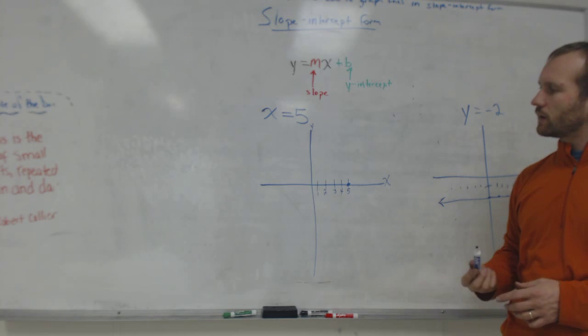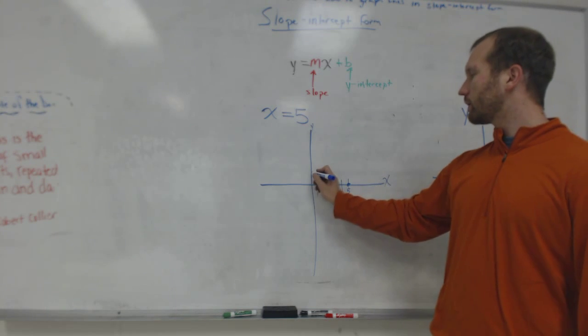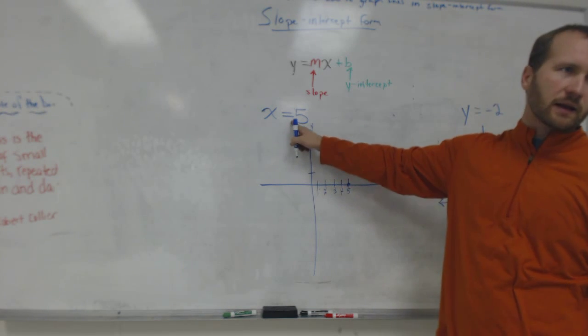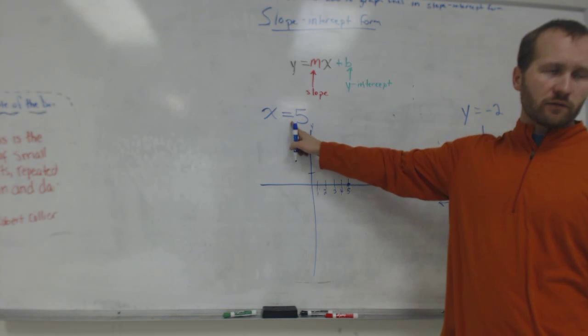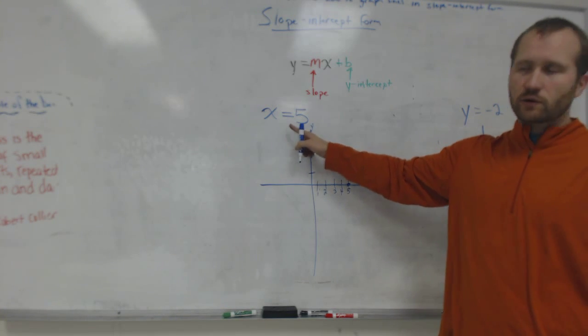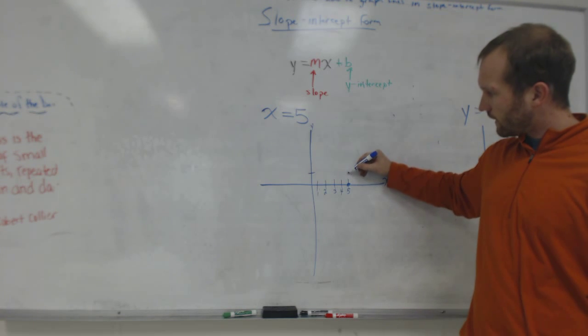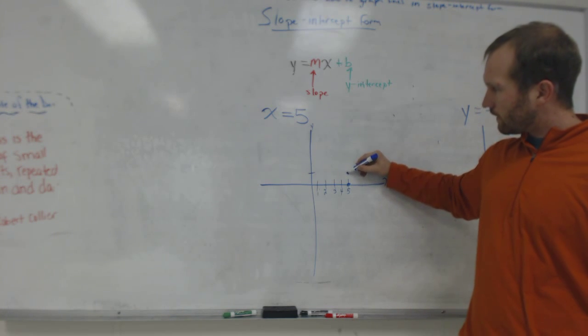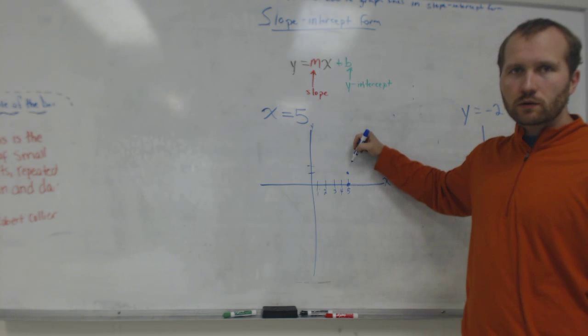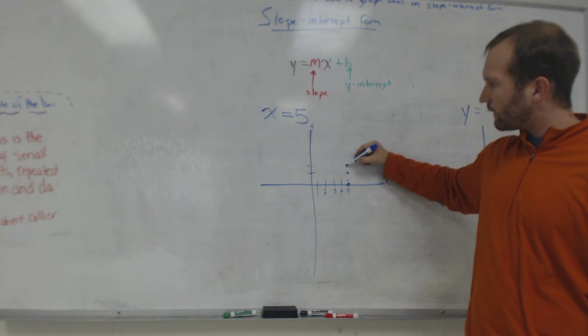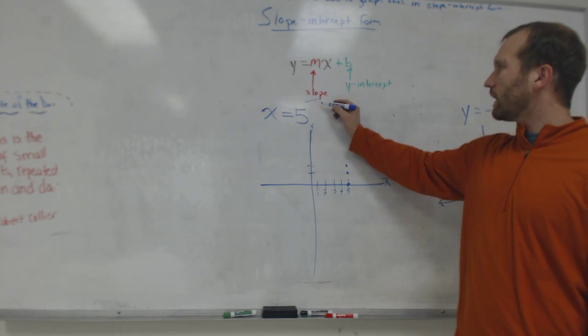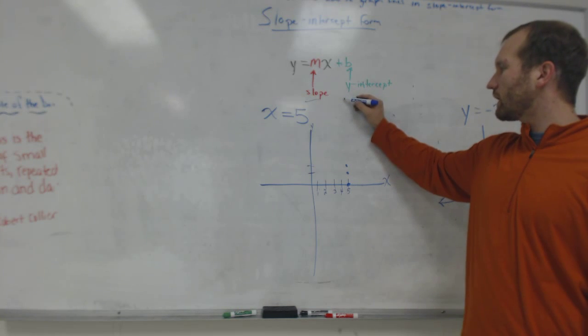Let's think about this. If y is 1 in this equation, what is x? 5. Right? X is 5. So if y is 1, then x is still 5. So I could make a point right there. It goes straight up. What if y is 2? What is x? x is still 5. What if y is 9,079? What's x? x is still 5.